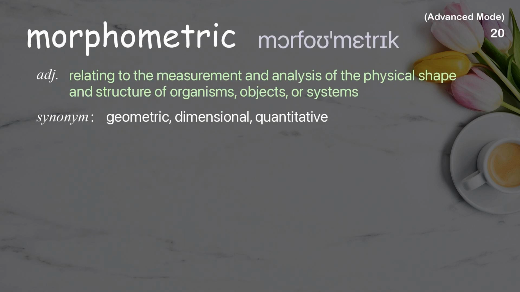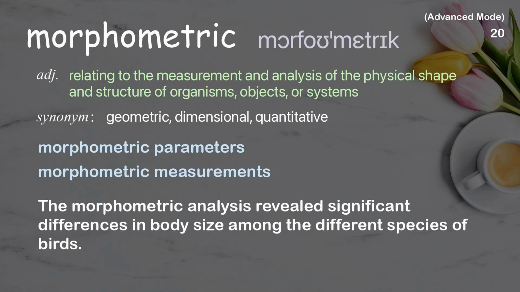Morphometric. Relating to the measurement and analysis of the physical shape and structure of organisms, objects, or systems. Examples: Morphometric parameters, morphometric measurements. The morphometric analysis revealed significant differences in body size among the different species of birds.